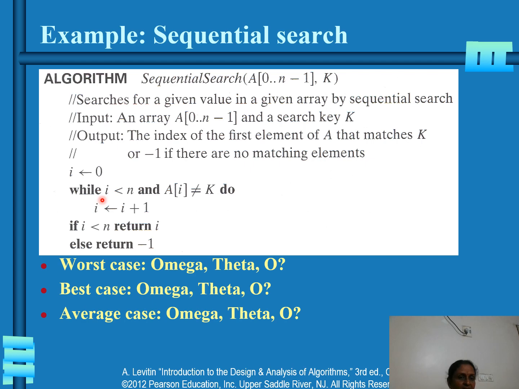We have written a while loop: while i less than n and A[i] not equal to k, which means the search key is not present in that particular location, you simply search in the next location, so i equals i plus 1. Once the loop ends, the search is either successful or unsuccessful. If i is less than n, the search is successful and you return the value of i; otherwise you return minus 1. We will discuss the worst case efficiency first.